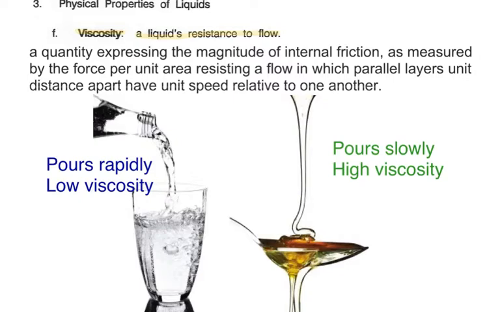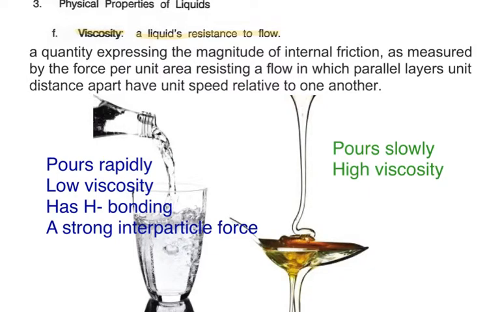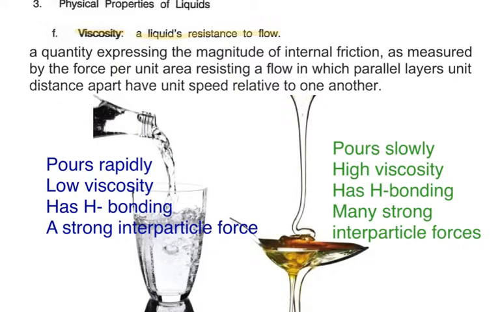Viscosity is dependent upon interparticle interactions. The more interparticle interactions there are, the higher the viscosity. Water has hydrogen bonding, but honey has even more hydrogen bonding. Sometimes 6, 8, 12 hydrogen bonds are holding it together. All those hydrogen bonds make the molecules stick together so they don't flow very easily.